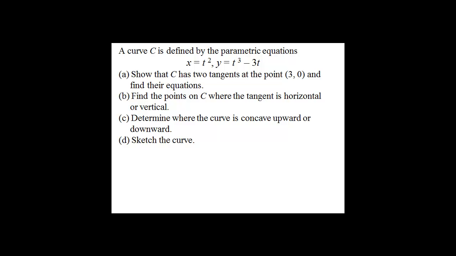A curve C is defined by these parametric equations: x equals t squared, y equals t cubed minus 3t. Show that C has two tangents at the point (3, 0) and find their equations.